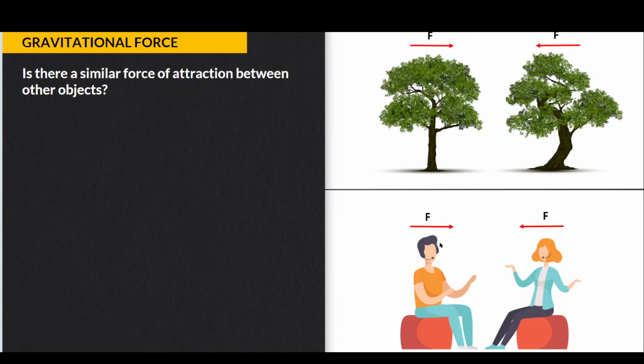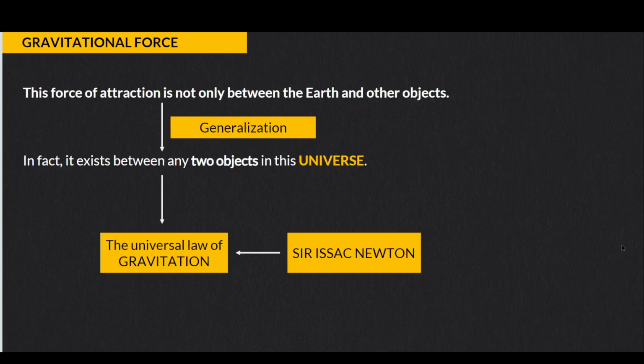So now, is there a similar force of attraction between other objects? For example, if there are two trees, one is applying a force on another, the other will also apply a force on this one, right? This is what gravitational force is. So the gravitational force is the force of attraction. It is not only between the earth and other objects, it exists between any two objects in this universe.